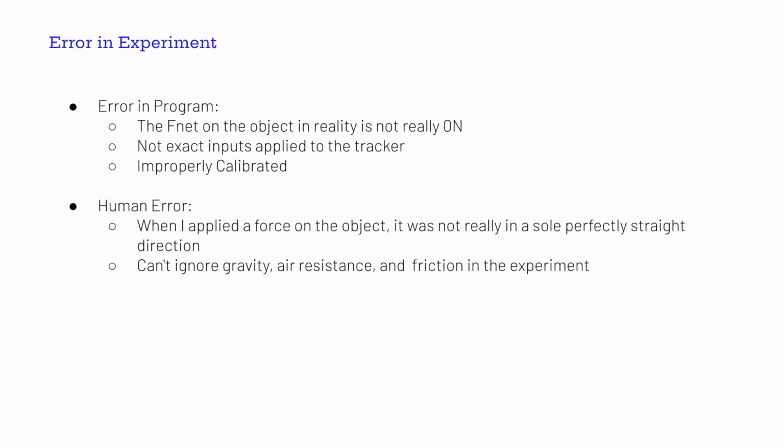So the error in this experiment is an error in the program, assuming that F_net equals 0, which is not really true, and it's very hard to find the actual value of F_net, as it is probably always changing in the real-life scenario. And it might have been improperly calibrated and not exact inputs applied to the tracker. My human error is that when I applied a force on the object, I probably did not do it in a perfectly straight direction along a straight axis. And I also ignored gravity, air resistance, and friction in the experiment.